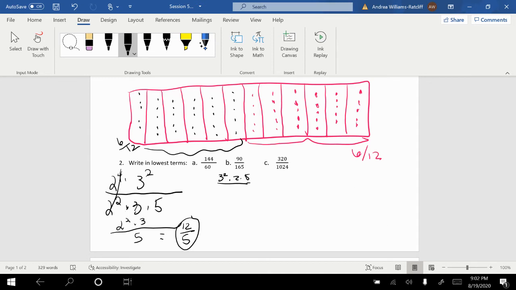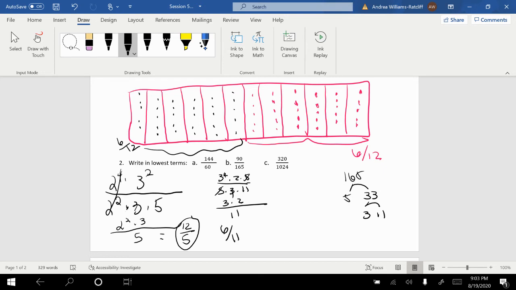And then when I look at 165, I know it's divisible by 5 for sure. So that would be 33, and then 3 times 11. So 5 times 3 times 11. All right, so let's think about what we can cancel out. The 5s take each other out. We've got 1 power of 3 that's gone. So we have 3 times 2 over 11, and that would be 6 elevenths.